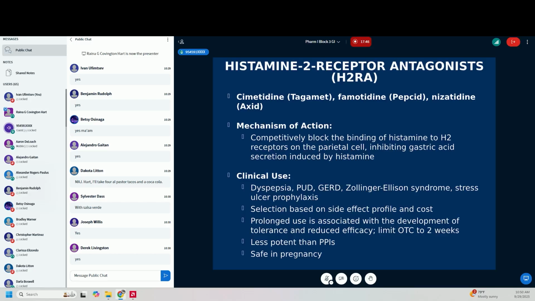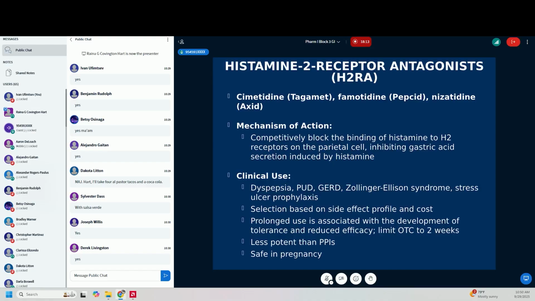This is where people will say, like, hey, they're ineffective. So you just try to get them off of the medication and then have them continue to resume after they've been off of it for about a week or two, and then have them try to restart. These are not as potent as our proton pump inhibitors, but they are safe in pregnancy. So we do see these, again, used a lot, and especially in our inpatient setting for that stress ulcer prophylaxis, you will see these as well.